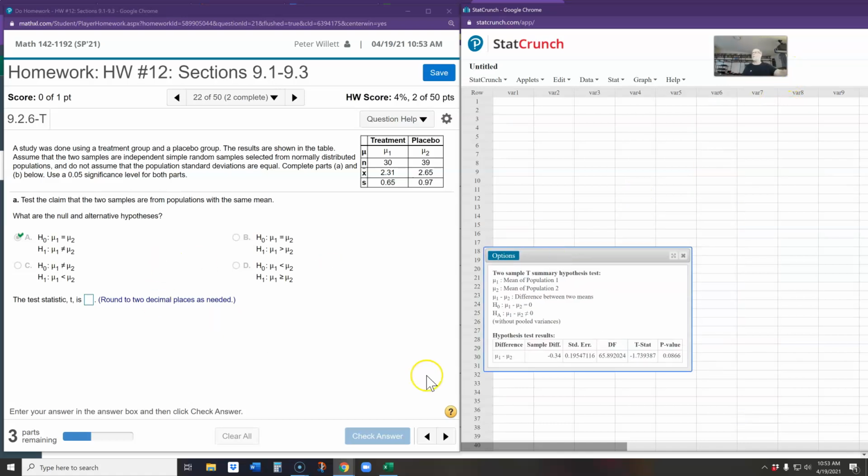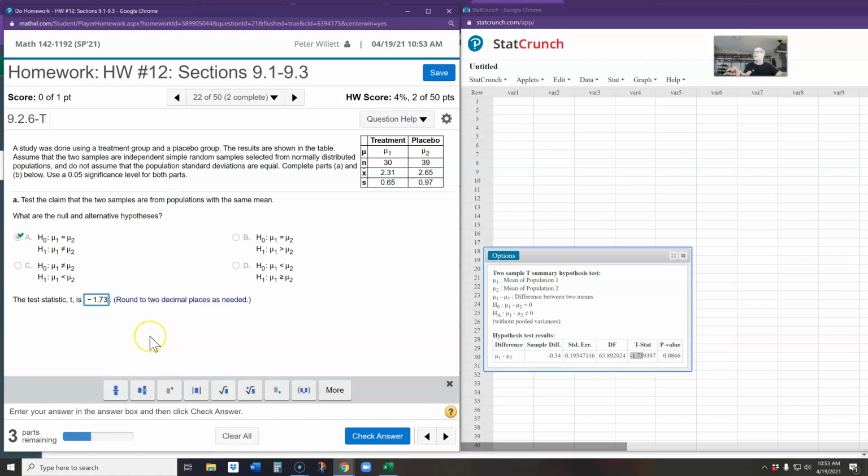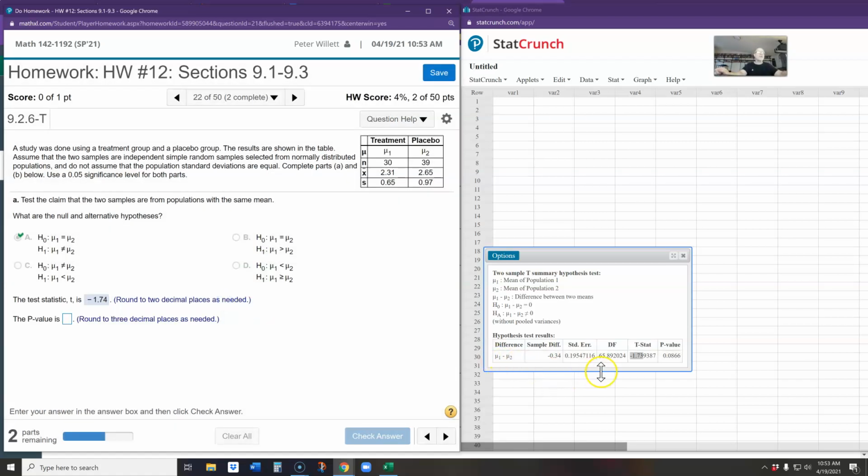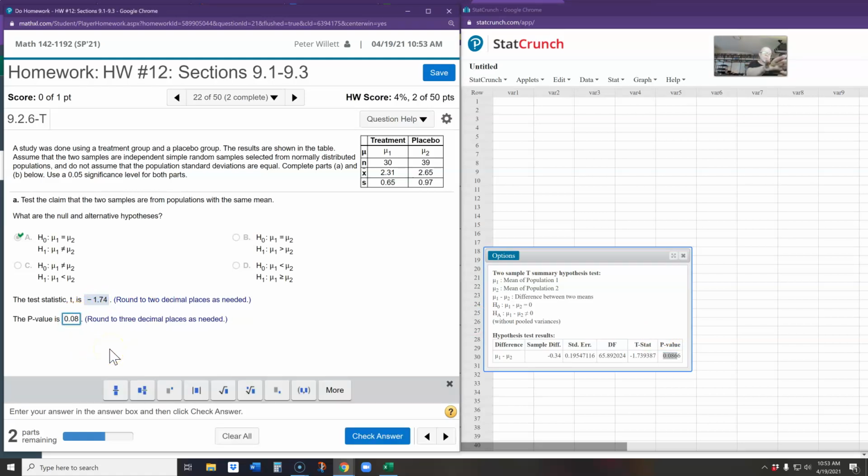So then they want the test statistic, and again, this is a T value, so the T stat here, we want to round to 2 decimal places. So I would copy that to 2 decimal places, looking like I need to round the 3 up to a 4 because it is followed by a 9. So let's make the 3 into a 4. Then they want the p-value to 3 decimal places. Again, I'm ending in a 6 that needs to be rounded up to a 7. So I'm rounding up again.